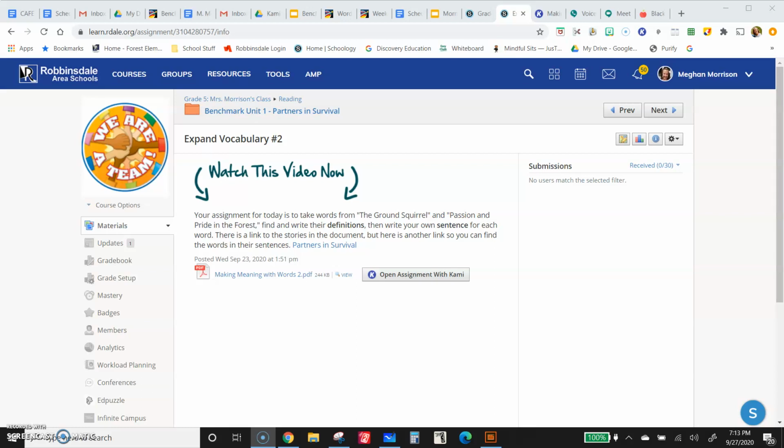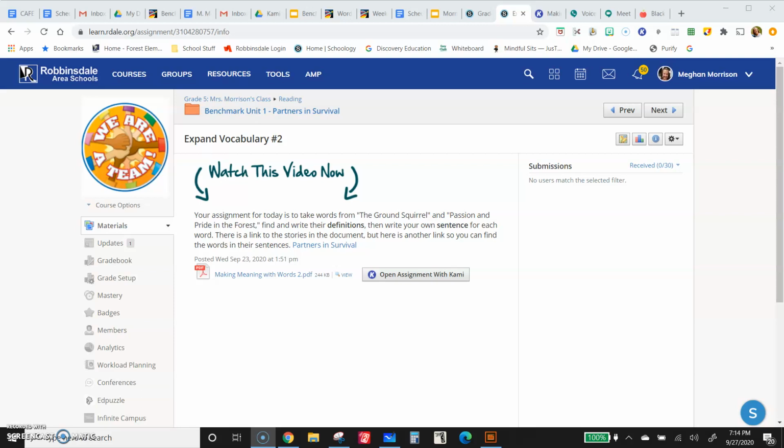Are you ready? Are you ready to expand your vocabulary some more? I hope so. You're going to go back and take a look at a couple of the texts we looked at earlier this week. Find words in there, write their definitions, and then write your own sentence, just like you did last week, but with new words from new texts.